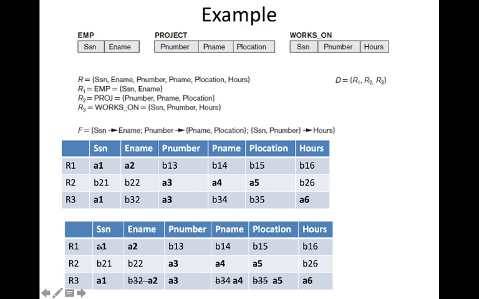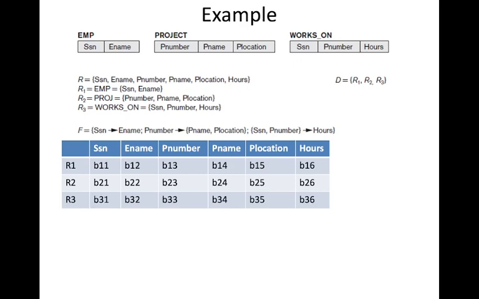Now the last step is to check whether any row contains complete A values only. In R1 we have B values also, and in R2 we also have B values. But in R3 we have complete A values only: A1, A2, A3, A4, A5, A6. If we have a row with only A values, then this decomposition satisfies the lossless join property. So that is the algorithm.